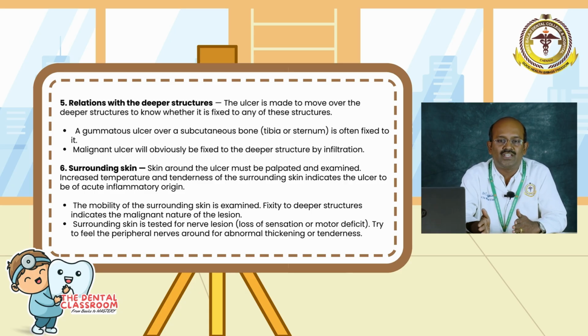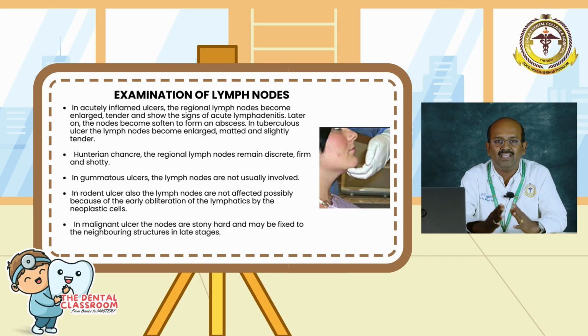Next, what is closely associated with your ulcer is your lymph nodes. For any sort of ulcer, the first thing you have to check is the regional lymph nodes. Being a dentist, the very common lymph nodes we are going to check are the submandibular lymph nodes, then the submental lymph nodes. That is the first level of examination. Then we will move on to the neck lymph nodes.